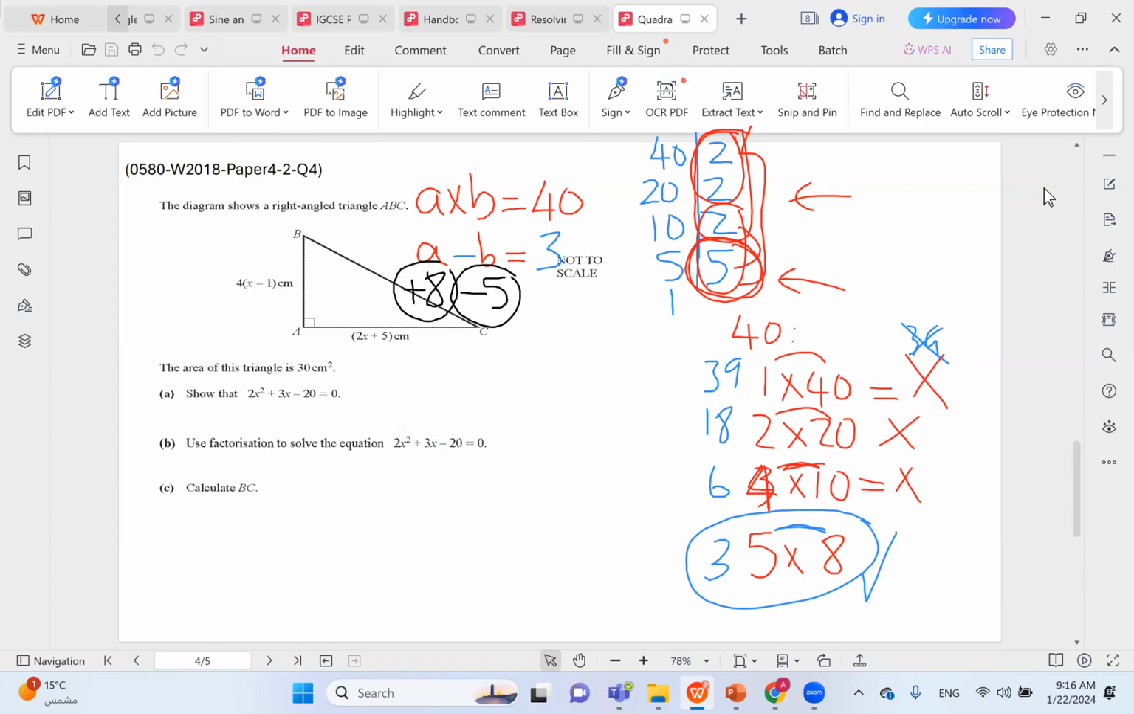So how do we write our brackets? It's very simple. The way I do it is as follows. I just put in 2 brackets, and I take this term, but without the power 2. So I just write 2x here and there. And then I write plus 8 in one of them, and I write negative 5 in the other.